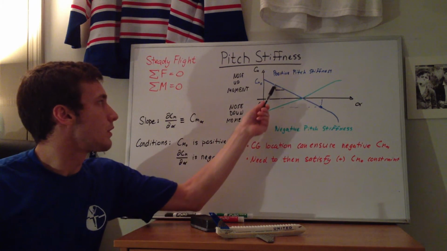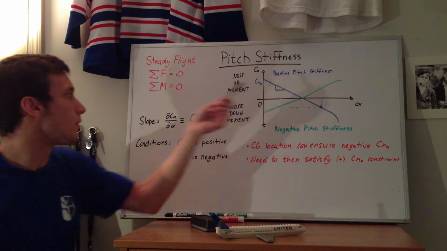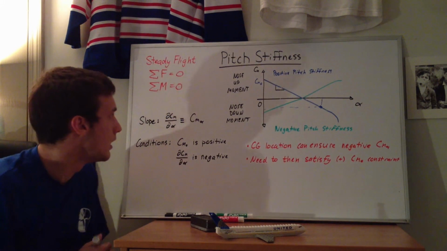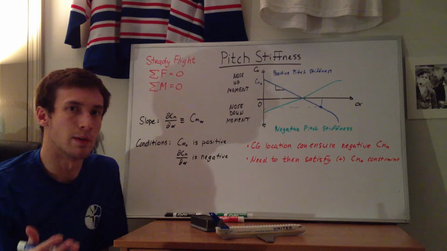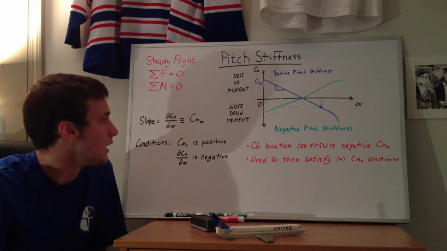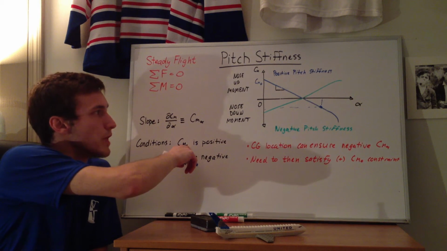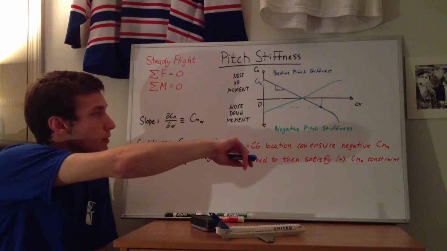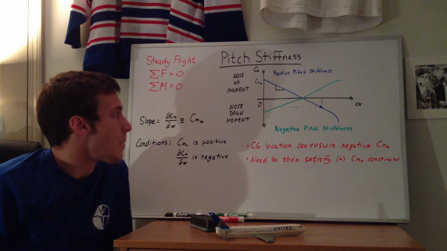The slope of the line is the rise over the run, so it's the change in the moment coefficient over the change in the angle of attack, which you'll see written in books as C sub m sub alpha, or just C m alpha. The conditions for static stability are that your Cm0, the moment coefficient when the angle of attack is 0, has to be positive, and the slope of the Cm alpha curve has to be negative, as we showed over here.